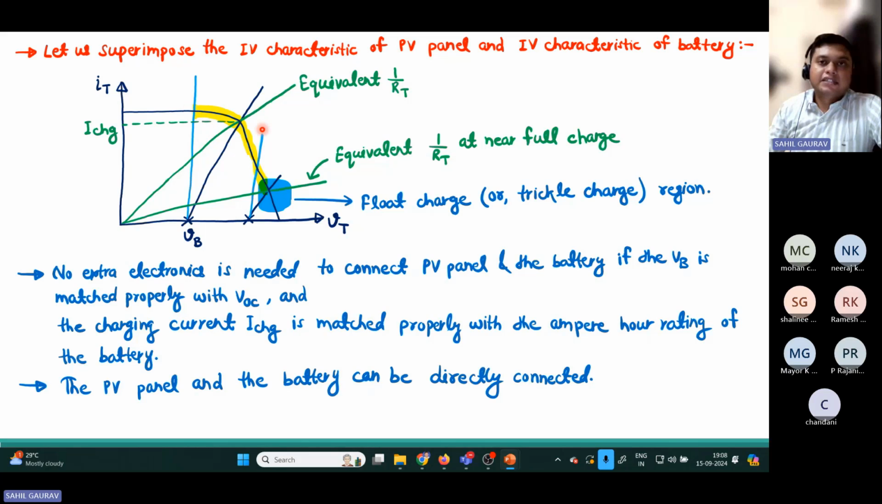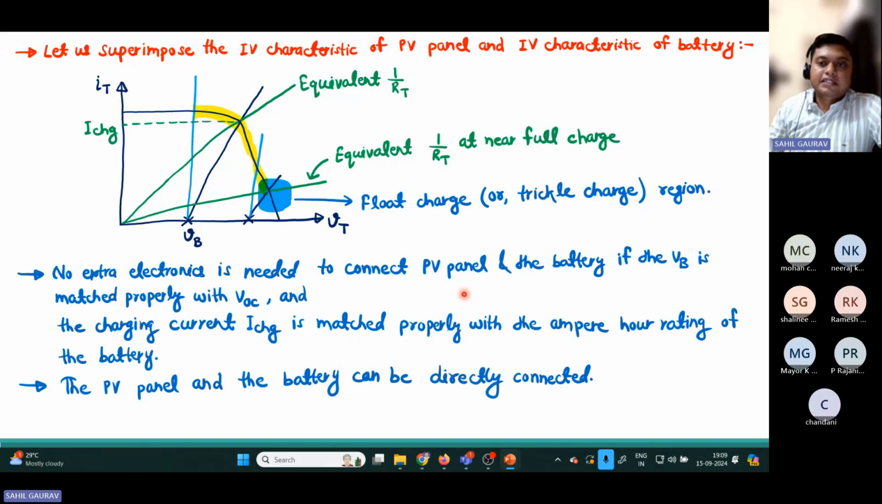So from the IV characteristics of the PV panel and the IV characteristics of the battery, we can see that no extra electronics is needed to connect the PV panel and the battery if the terminal voltage of the battery is matched properly with the open circuit voltage of the PV panel. And also the charging current, here represented by I charge, is matched properly with the ampere hour rating of the battery. If the IV characteristics of the PV panel and the battery match properly, then you can directly interface the PV panel and battery.